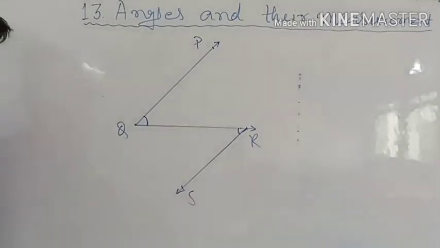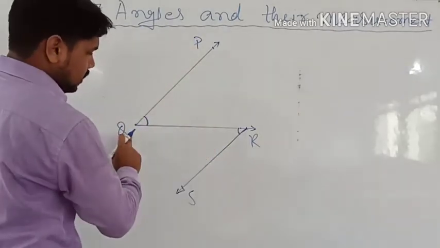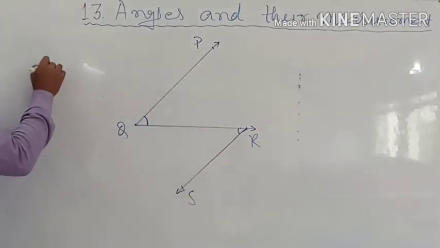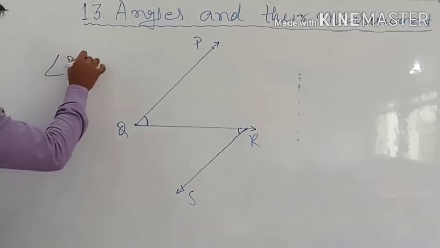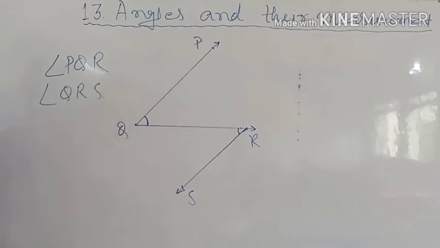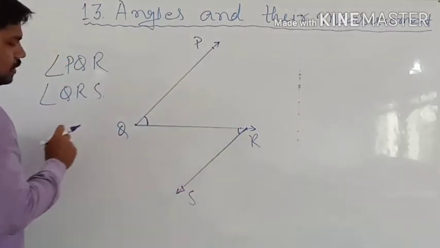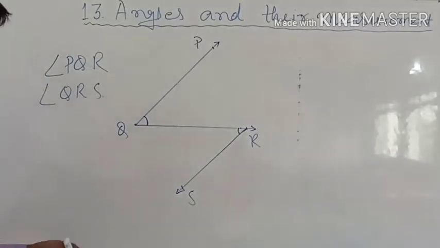So here two angles are there. One is PQR, another is QRS. Okay, so one angle is PQR, another angle is QRS. And you can also write RQP and SRQ. Okay, from the opposite side also you can write. Now the problem is, how can we represent them?